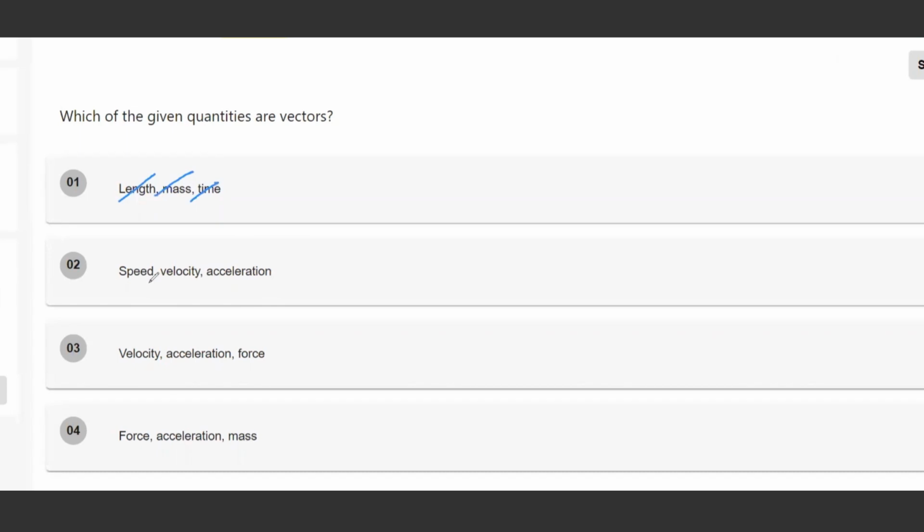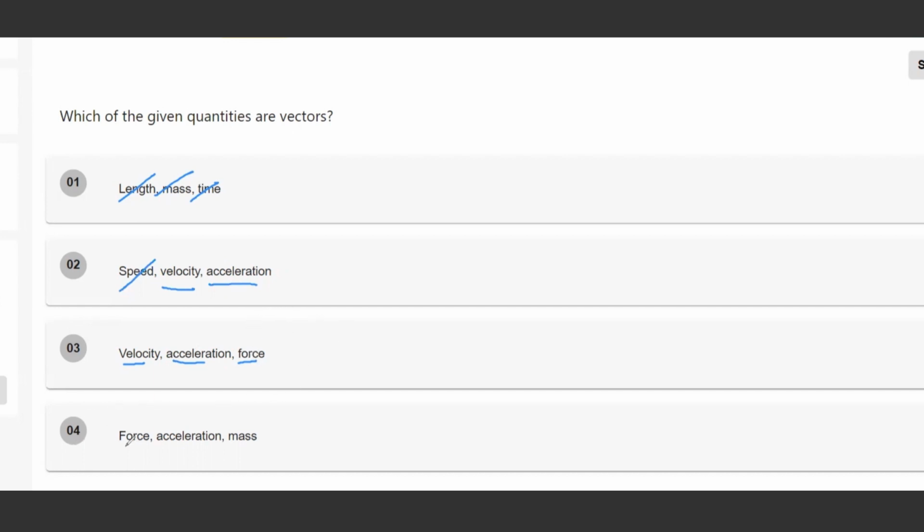Now let's look at the second one: speed, velocity, acceleration. If you remember, in the vector list, we had acceleration and velocity. But speed, does speed have a direction? No, speed does not have a direction. So this set is also not the correct answer. Velocity, acceleration, and force. All three of these have directions. So the correct answer is number 3. All three physical quantities have both direction and a magnitude.